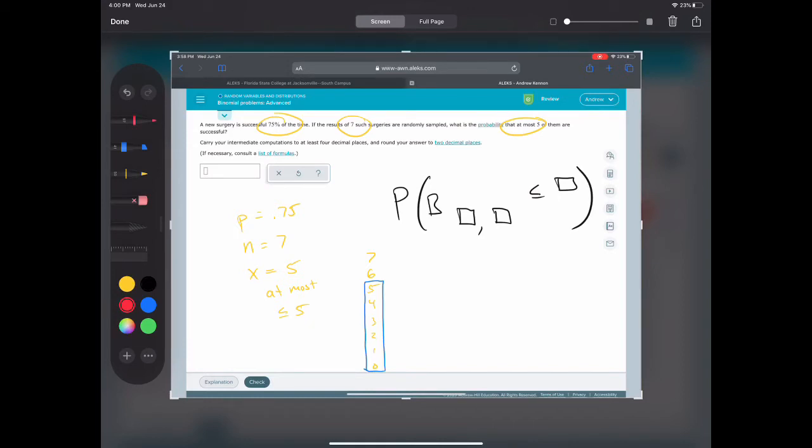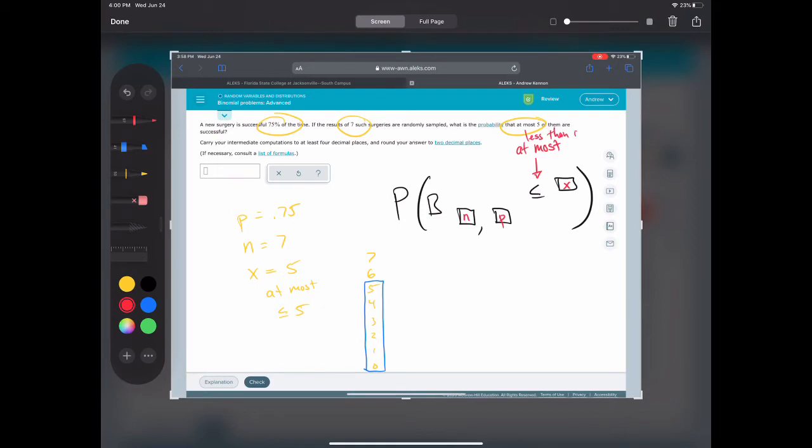Okay, so there's 3 blanks here. So the 3 blanks are the 3 letters that we're using. The first thing that goes is our N, our total number of trials. Then our P, the probability of success. And then up here is our X, our number of successes. So like I said, since this has a less than or equal to, this is where we're going to do at most, or if it says less than or equal to.